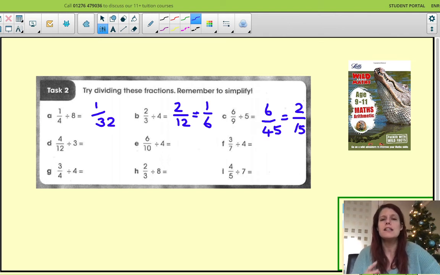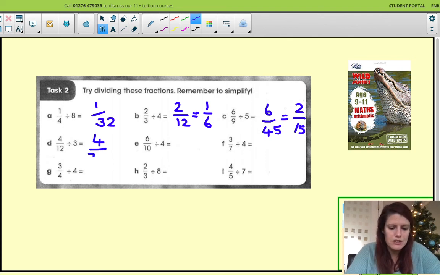Lowest terms, simplest form. Whenever you hear those words, that means you want to simplify the fraction as low as it can go. And that's really important when you're completing questions like this. If it asks you for the simplified answer, you must do it, as you may not get a mark if you haven't simplified it. 4/12 divided by 3, that would be 4/12 times 3, which is 36. And that can be simplified to 1/9.